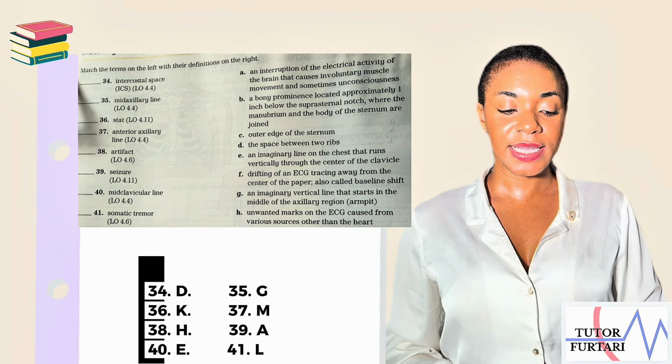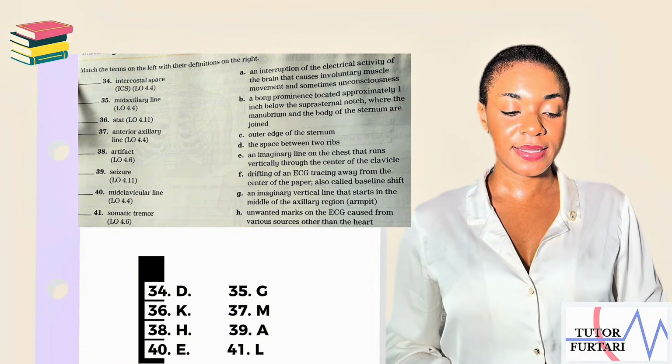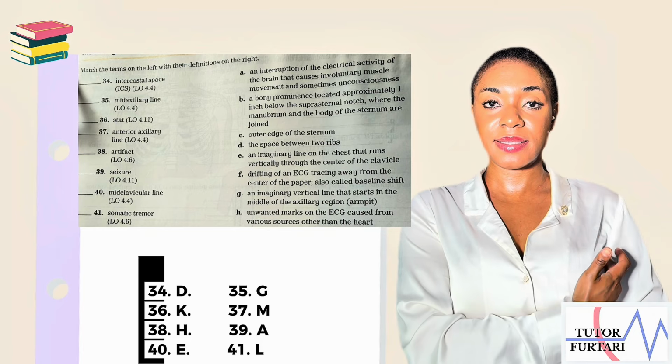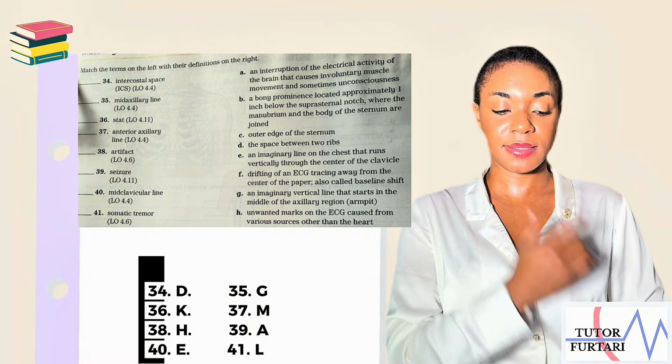37. Anterior axillary line. The answer is M. Imaginary vertical line starting at the edge of the chest where the axillary region begins. Here, talking about the edge of the chest.